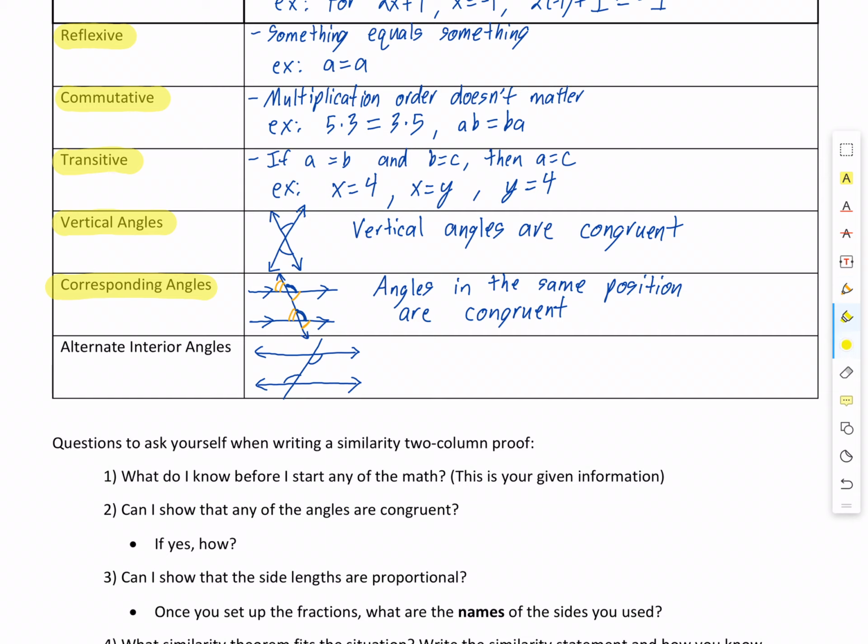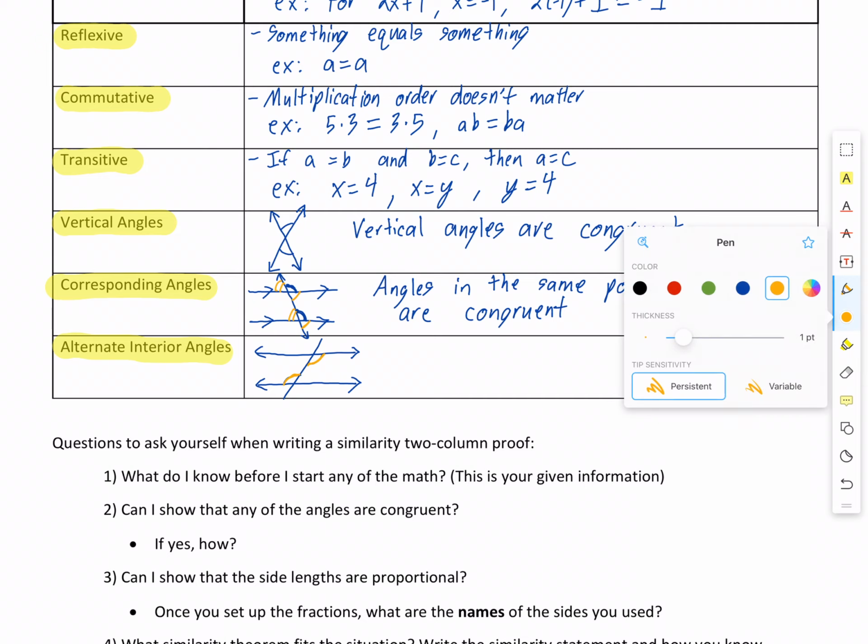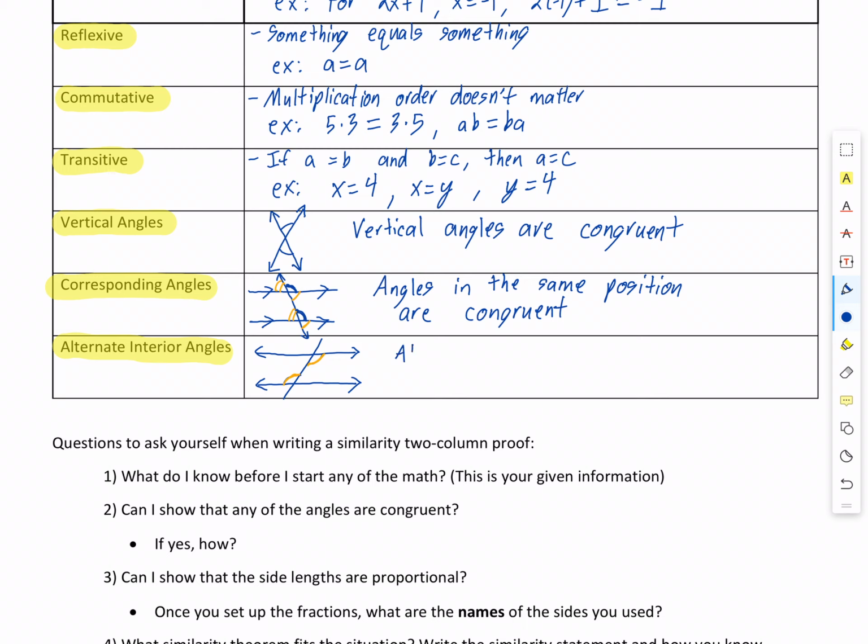Okay, last one, alternate interior angles, so those are congruent as well. So we see these guys, so we have 2 parallel lines. If we have one there, and then the angle on the alternate side, so the opposite side of it, those ones are congruent. Okay, so we could just say alternate interior angles are congruent.